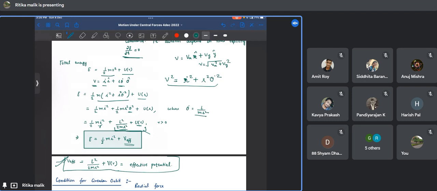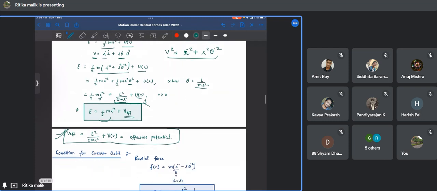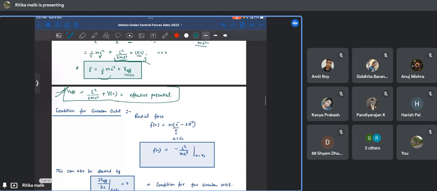So your total energy can be written as 1 by 2 m r dot square plus V effective, and V effective is your effective potential. And now you can see that you can also derive the circular orbit conditions from this V effective part.